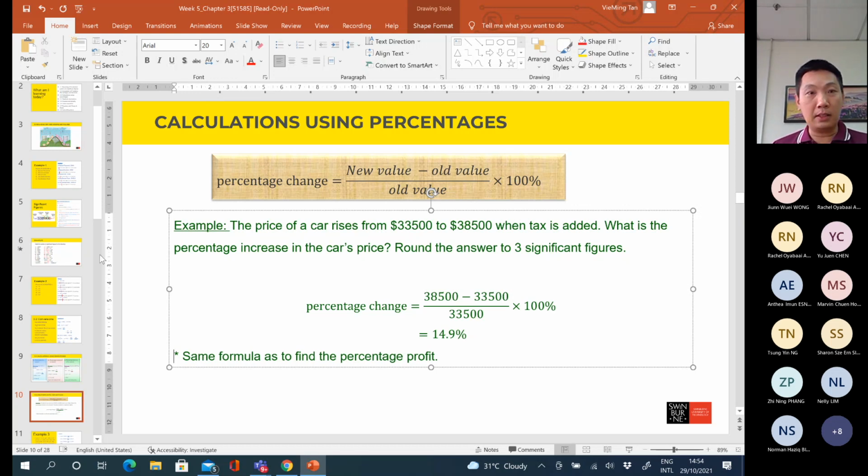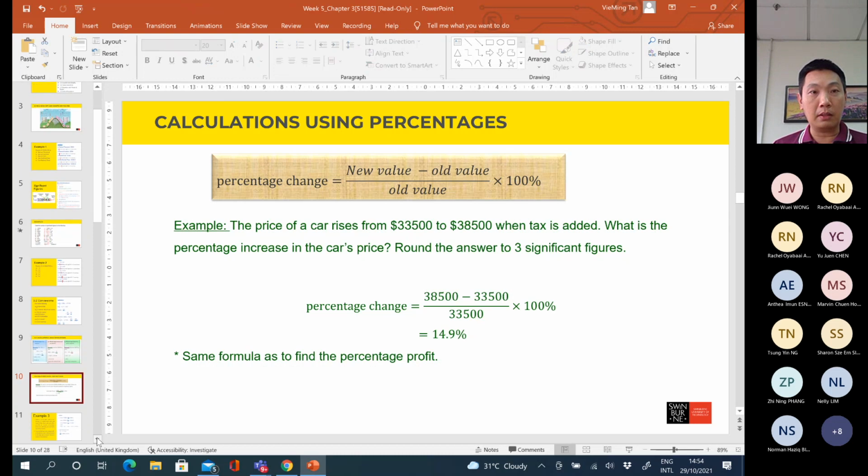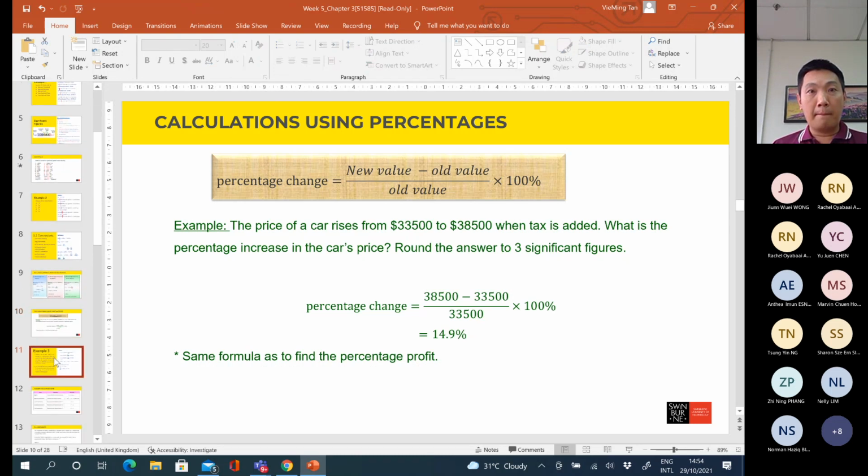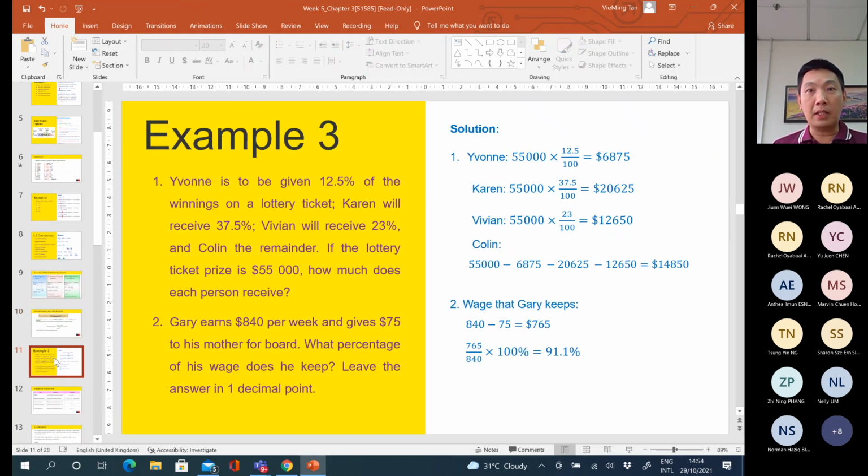Next section. One hour nearly gone. Next section. It's also about percentage. We can discuss together. What is the question?